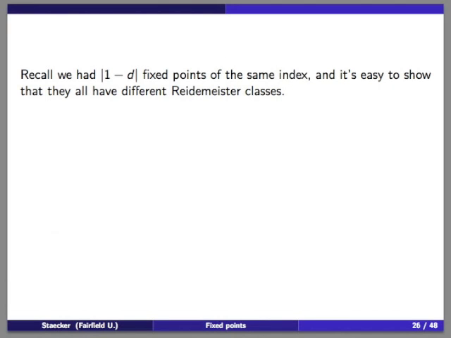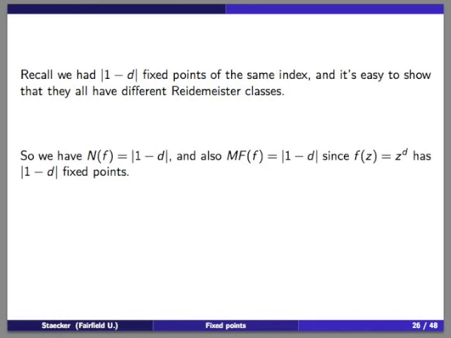And remember, we had |1 minus d| fixed points of the same index, and it's actually not too hard, using covering spaces, to show that they all have different Reidemeister classes. So what does that mean? We had that many fixed points. They are all in different classes, and we also said they all have index plus or minus 1. So they're all essential classes, and so the Nielsen number is actually equal to that number, the absolute value of 1 minus d.